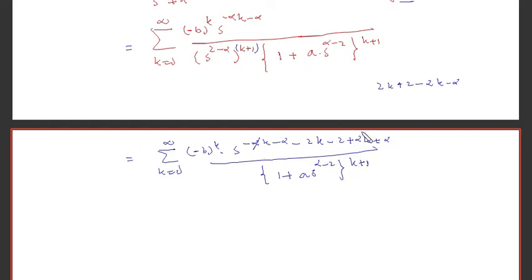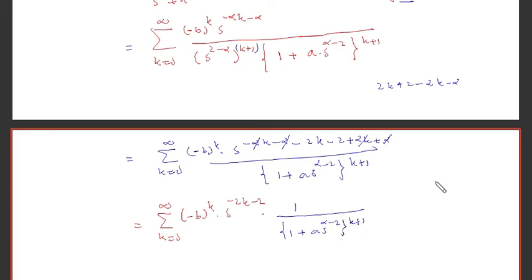Now you can see that these minus alpha k cancel those minus alpha k, and minus alpha cancels out this plus alpha, and what is left behind is just summation from k equals 0 to infinity minus b to power k and s to power minus 2k minus 2, and in the denominator I can write just the remaining term, 1 over 1 plus a s to power alpha minus 2 and this whole power k plus 1.